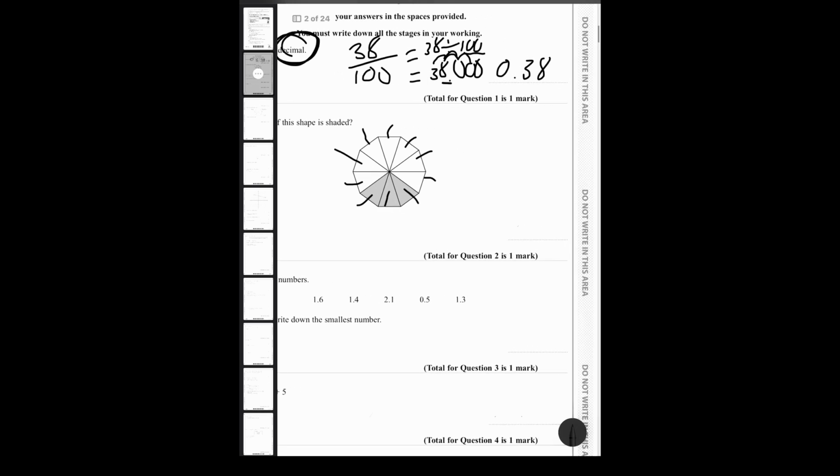What fraction of the shape is shaded? 1, 2, 3, 4, 5, 6, 7, 8, 9, 10. There's 10 total pieces. That means the denominator would be 10. But what would be the numerator? It's how many shaded, literally. So 3 out of 10 pieces.